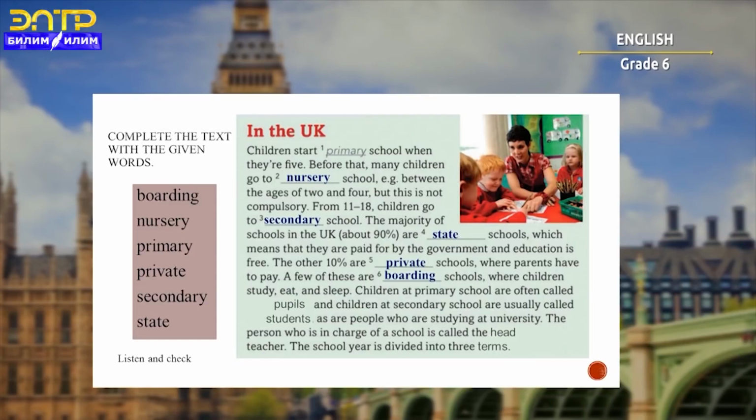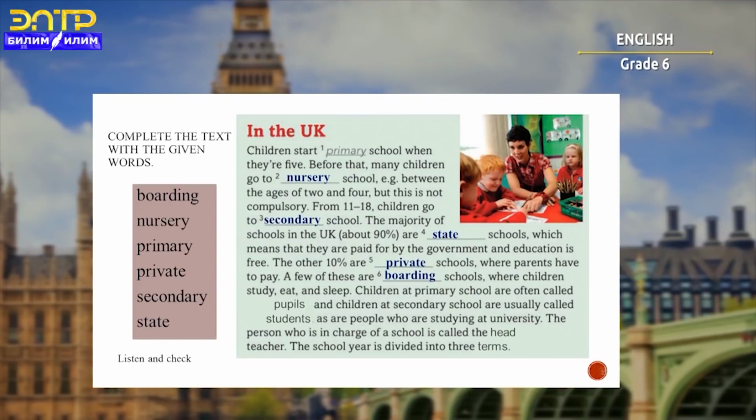Children at primary school are often called pupils, and children at secondary school are usually called students, as are people who are studying at university. The person who is in charge of a school is called the head teacher. The school year is divided into 3 terms.